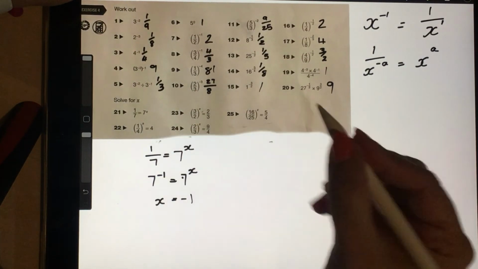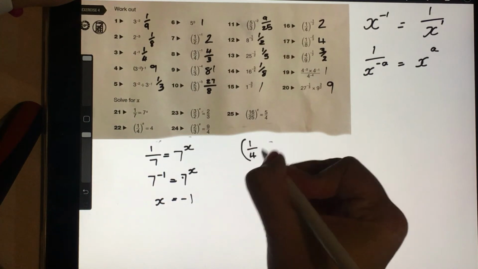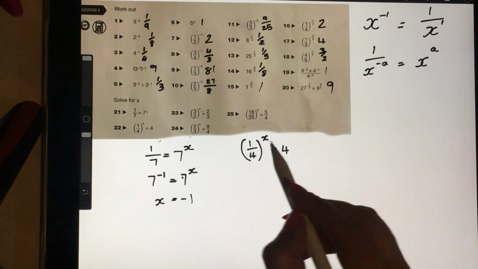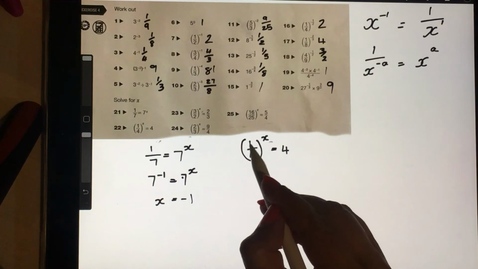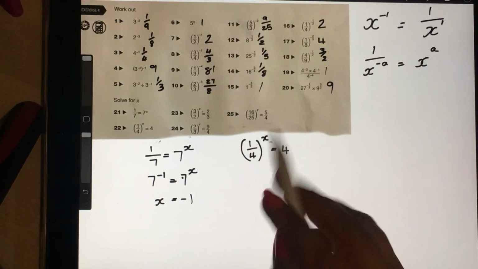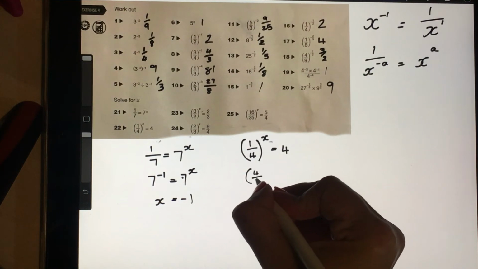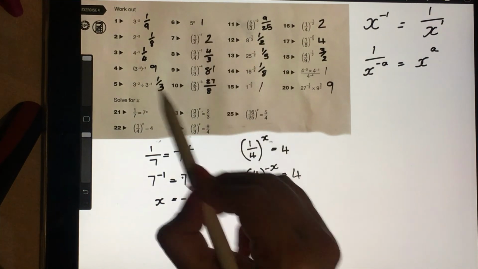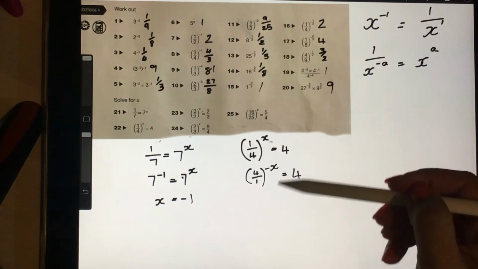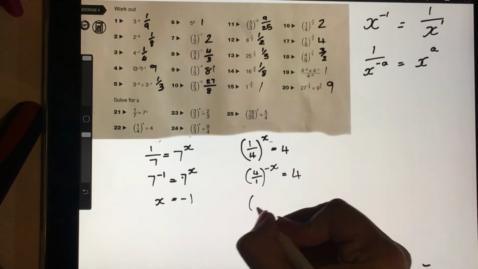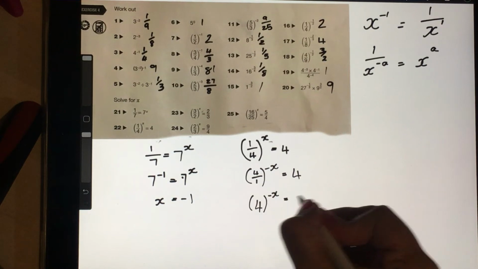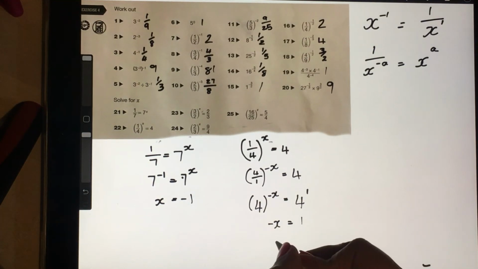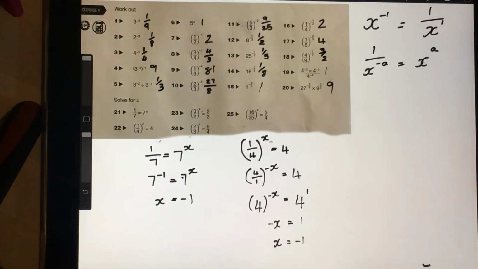For number 22, we've got 1 over 4 to the power of x is equal to 4. And they want the value of x. So I would start by getting rid of the fraction. If I flip the fraction to 4 over 1, it's going to change into a negative indice, right? Just like we did in the previous examples, now you're just doing the inverse operation or the opposite operation. Right, and now that our base numbers are the same, and remember there's a 1 there, we can say that minus x is equal to 1, so therefore x will be equal to negative 1.